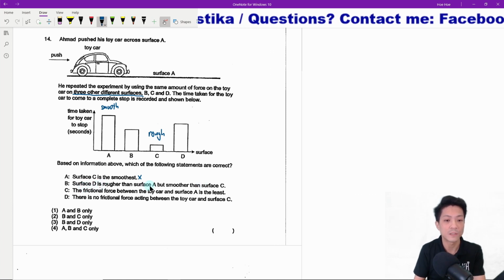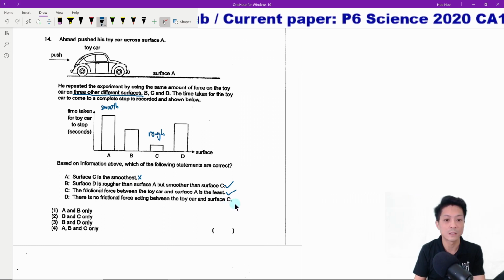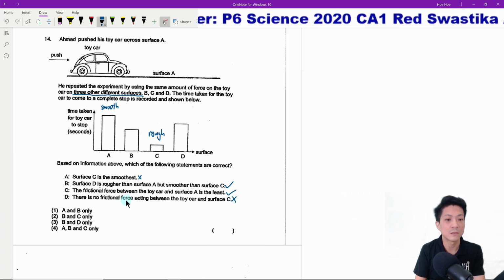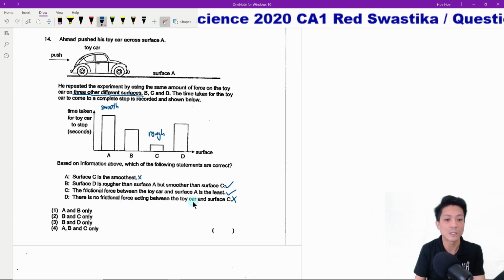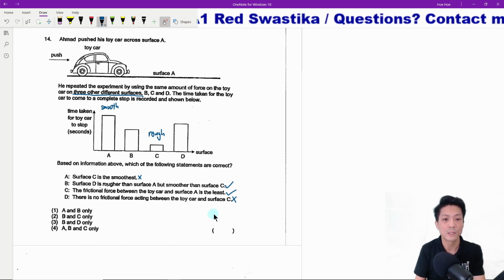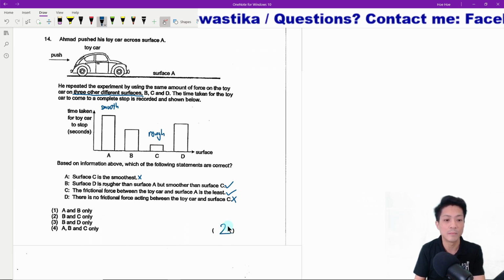Surface D is rougher than surface A. Okay, but smoother than surface C. Yeah, probably correct. Frictional force between the toy car and surface A is the least. Okay. There is no frictional force acting between the toy car and surface C. It's not correct, because if there's no frictional force acting in between, then it will never ever come to a stop. Okay, so it should be option 2, B and C only.